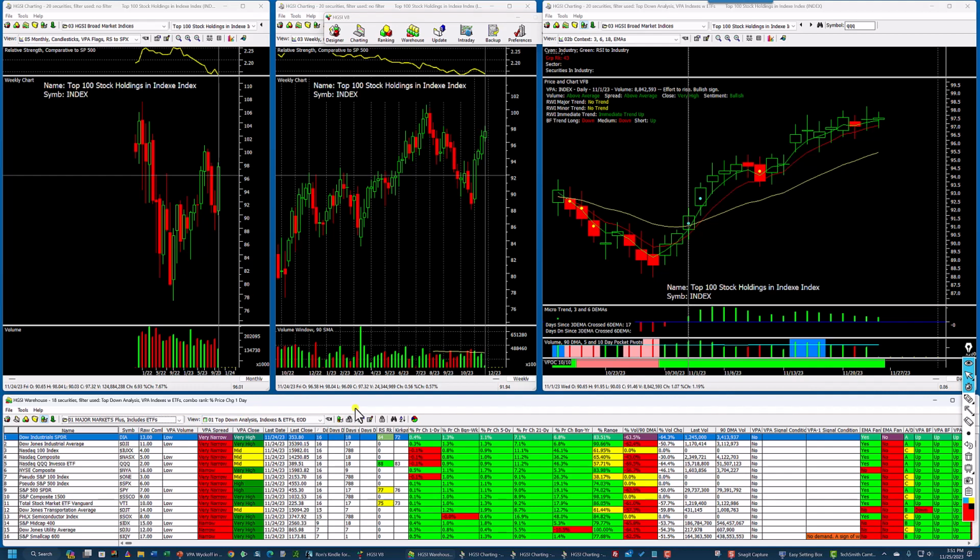On heavy volume or heavier volume, that's what you look for. That tells us the institutions are jumping into stocks. It may not always work out, but it works out more often than not when you combine both price and volume, hence VPA, volume price analysis.